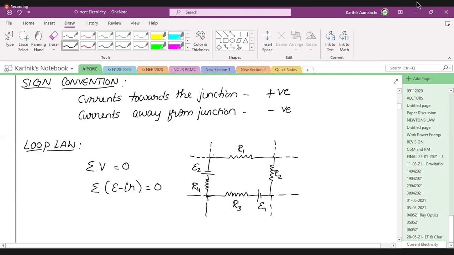Clear? Now I want the directions of my current. Let's take arbitrary directions. I'm saying the direction of current I1 is in this direction, current I2 is in this direction, I3 is in this direction, and I4 is in this direction. Clear?